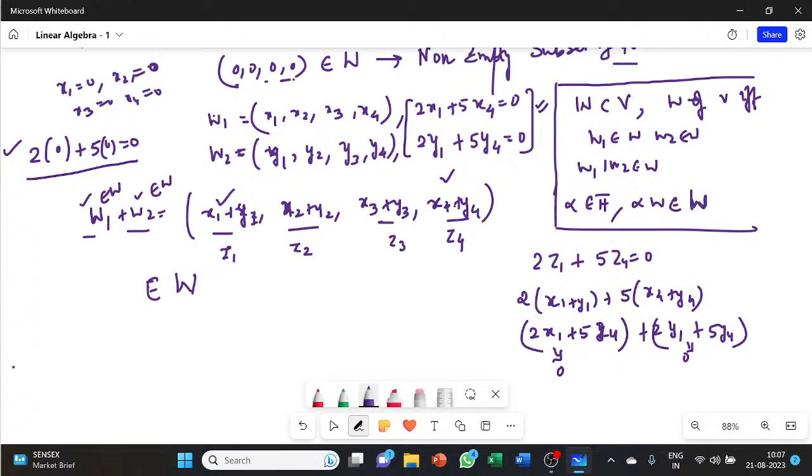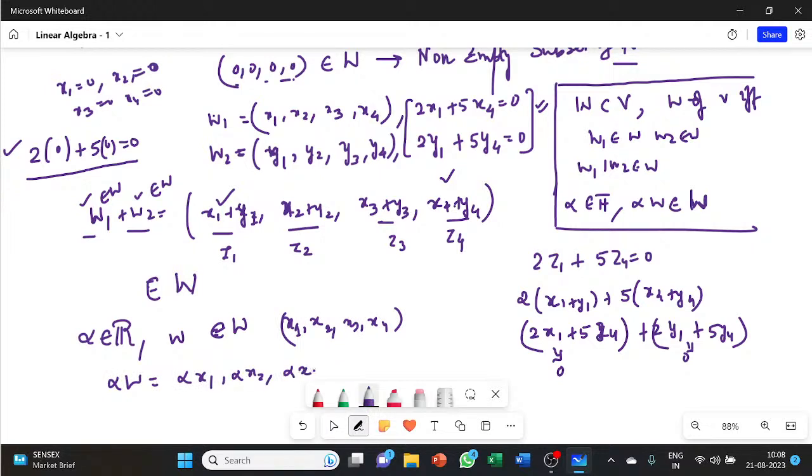If alpha belongs to R, any alpha belongs to R, and let us take w belongs to W, which is equal to, let's say, x1 comma x2 comma x3 comma x4. So clearly if I multiply alpha with w, what am I going to get? I'm going to get alpha x1, alpha x2, alpha x3, and alpha x4. Clearly all these are real numbers. We name them as z1 comma z2 comma z3 comma z4.